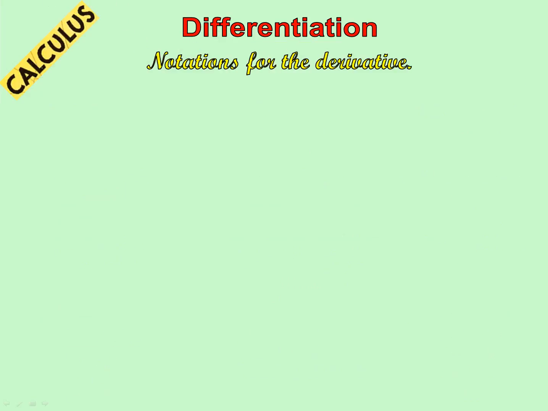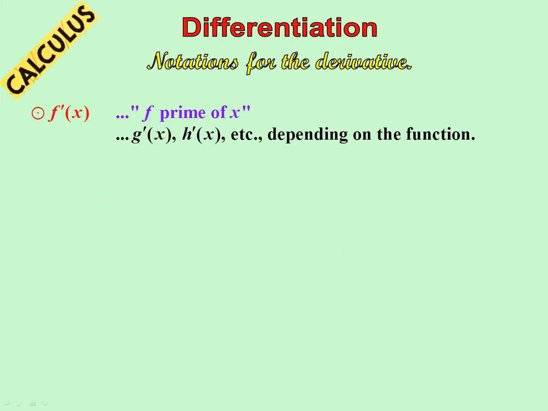Notations for the derivative. There are different ways that we can say the derivative. f prime of x, we've done that already. Depending on the function, h prime, g prime. We can write it like this as well. This says derivative of y with respect to x. We say dy by dx, not dy over dx. It's like dy divided by dx.